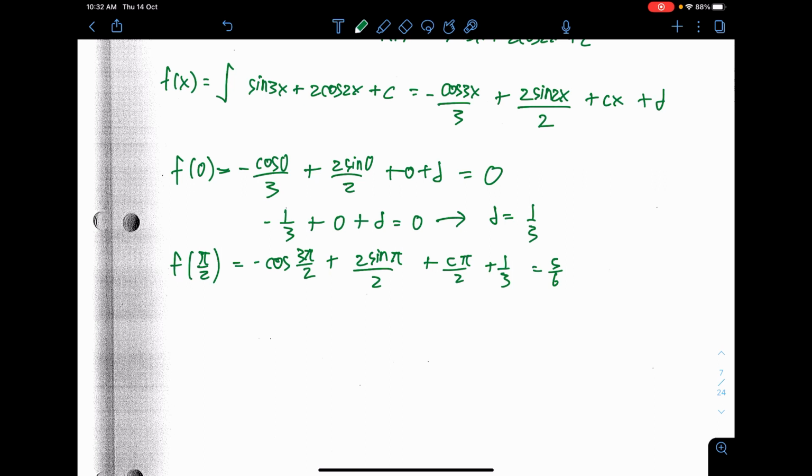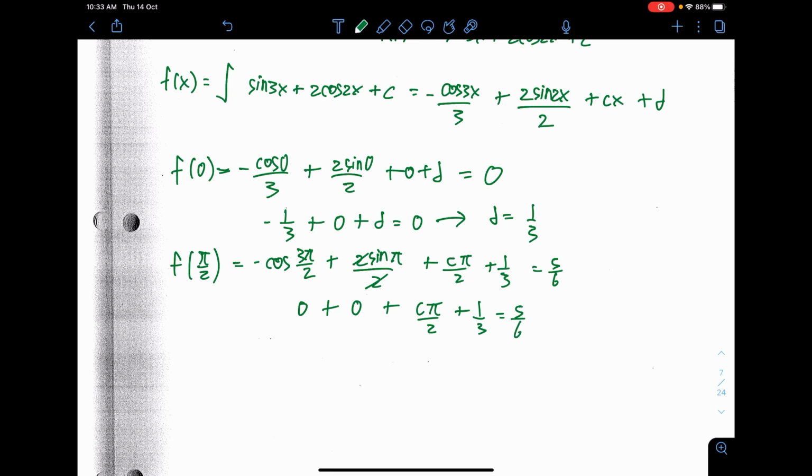Cosine of 3 pi over 2. What are you going to get with that? If you actually trace it down, that will be 0 here. Yeah. 2 sine of pi. Okay, these 2 will cancel off. Then you got sine of pi, which is also 0. So then I got c pi over 2 plus 1 over 3 equals 5 over 6.